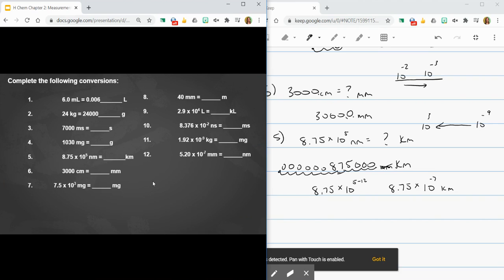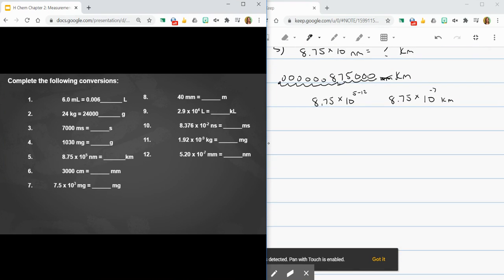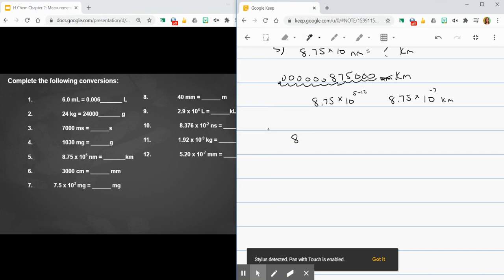All right, I am going to do a couple more of these problems since we have a few minutes. And I don't know why. Oh, there they are. I couldn't see the numbers that corresponded. So let's do number 8. Number 8, we have 40 millimeters, and we're trying to change that to meters.